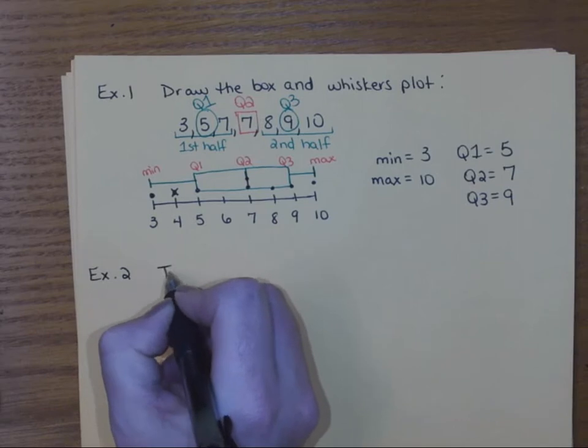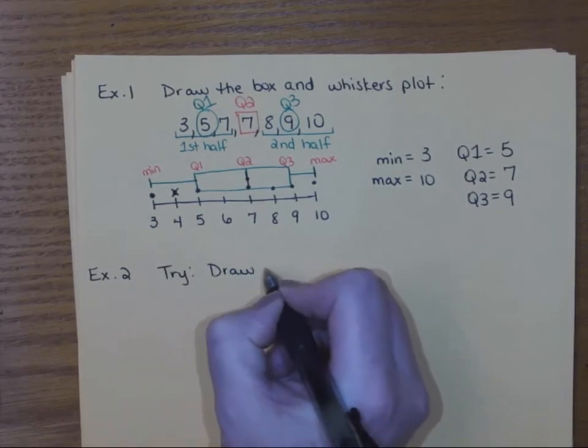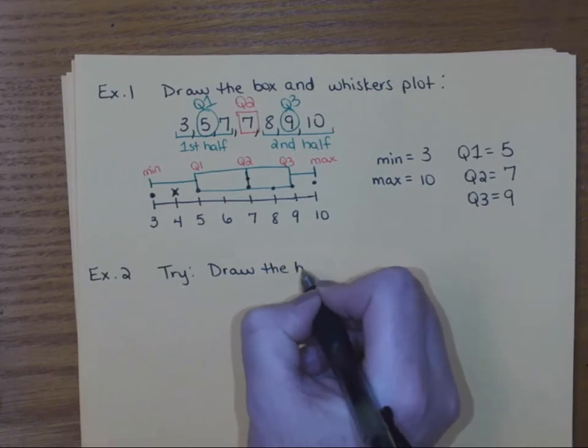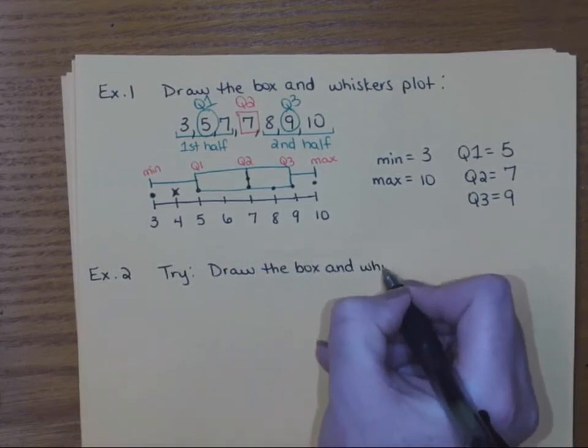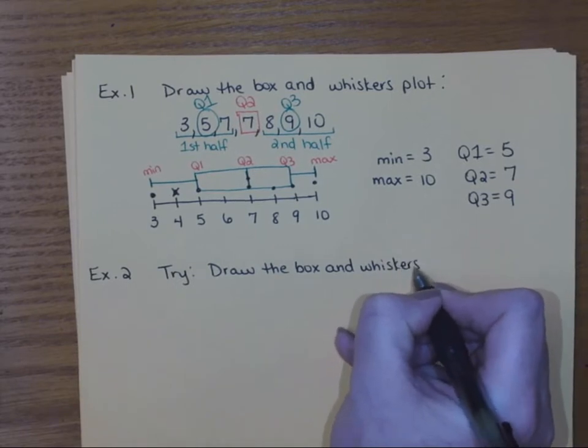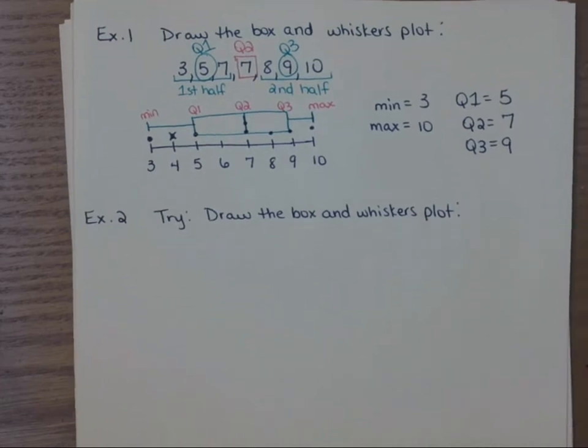So let's look at one. I want you to try this one. I want you to pause the video once I list out the points, and see if you can do it. So try to draw the box and whiskers plot. You'll want to use pencil on this. I know I'm using pen, but obviously I just made a mistake there, right?